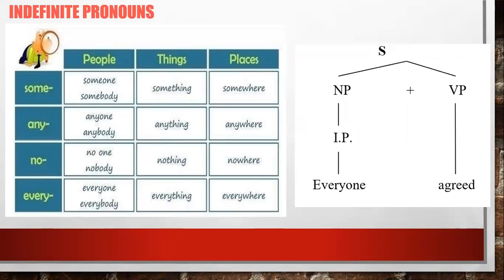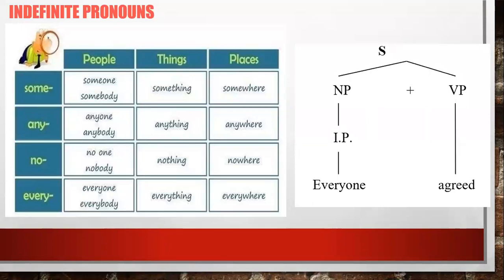What are the indefinite pronouns? We are going to use some, any, no, every, and we are going to refer to people, things, and places. For example, someone, somebody, anyone, anybody, no one, nobody, everyone, everybody. We use these indefinite pronouns related to people. Related to things, we have something, anything, nothing, everything. And when we talk about places, somewhere, anywhere, nowhere, everywhere. Remember, we call these pronouns indefinite because we are not defining who or which or where we're talking about.